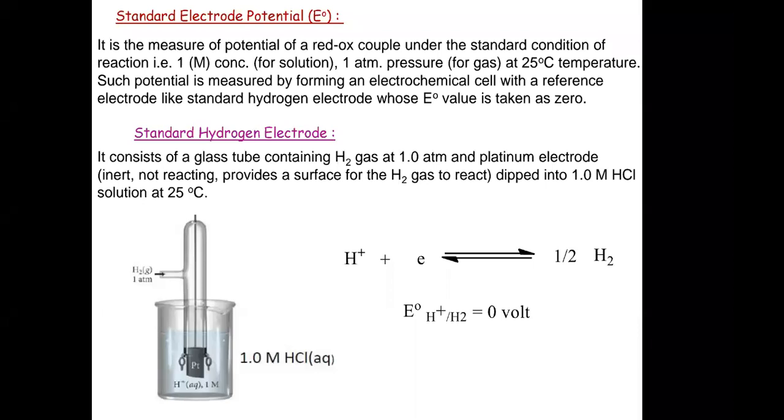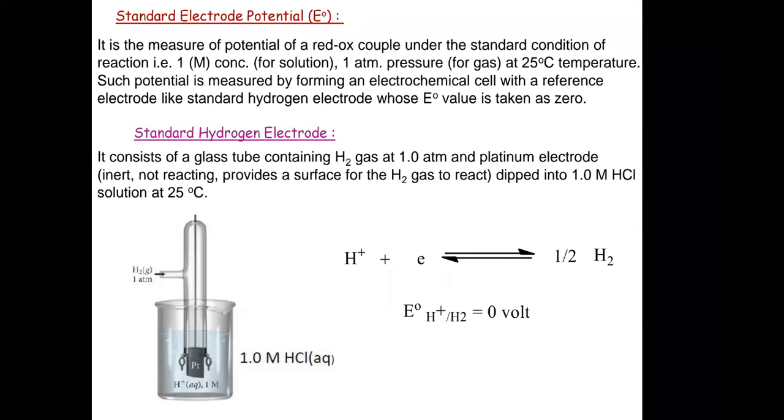What is the standard condition of reaction? If the reaction is in aqueous phase, then 1 molar concentration of the solution. If it is in the gaseous phase, then 1 atmosphere pressure at 25 degrees centigrade temperature is known as international standard condition. Such potential of a redox couple can be measured by forming an electrochemical cell.